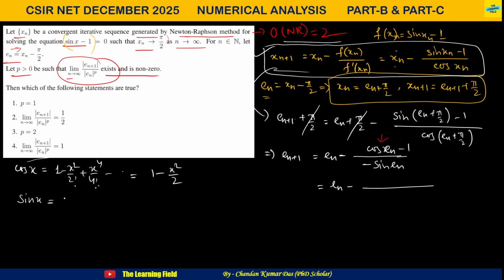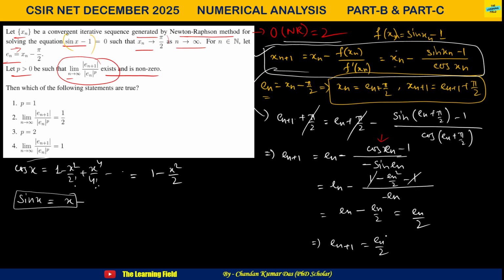Similarly, the sin x expansion is x minus x cube by 3 factorial. So we replace sin x by only x. In the sequence from x_n, this is 1 minus e_n square by 2 minus 1 by this is only e_n. So this one got cancelled. This is equal to, sorry, minus e_n, because this is minus. So e_n minus e_n cancels, e_n square by 2. This gives e_n square by 2. So that means we get e_(n+1) equal to e_n square by 2. Only this one.